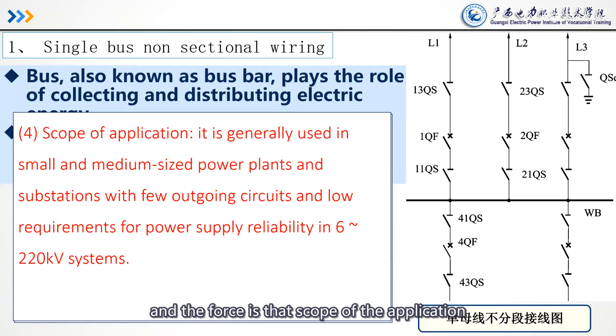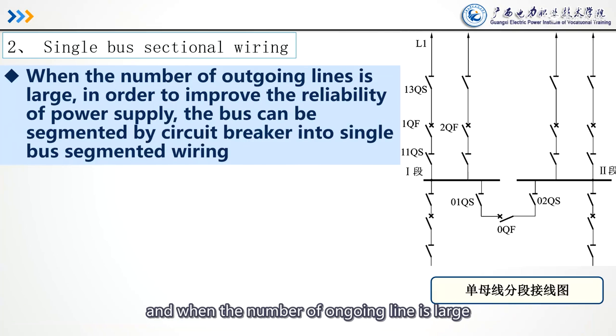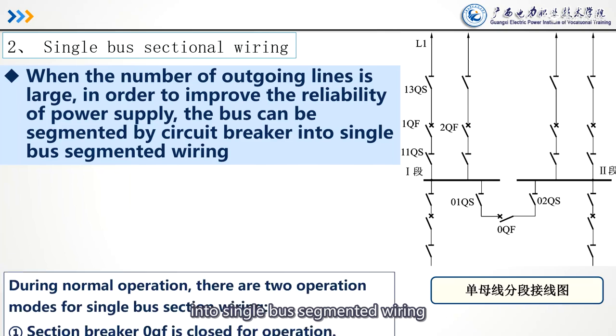And the fourth is the scope of application. It's generally used in small and medium-sized power plants and substations with few outgoing circuits and low requirement for power supply reliability in 6 to 220 kV voltage systems. When the number of outgoing lines is large, in order to improve the reliability of power supply, the bus can be segmented by a circuit breaker into single bus segmented wiring.